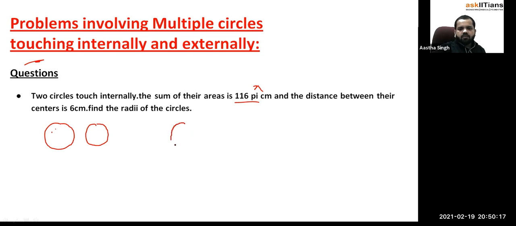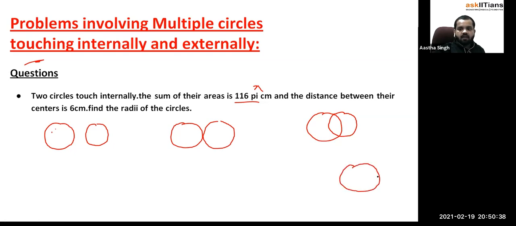The second condition can be that your circles just touch. They do not intersect, just touch at a single point, right? The third condition can be that your circles intersect. The fourth one is that one circle lies within the other. And also one more condition can be there: your circles touch internally.